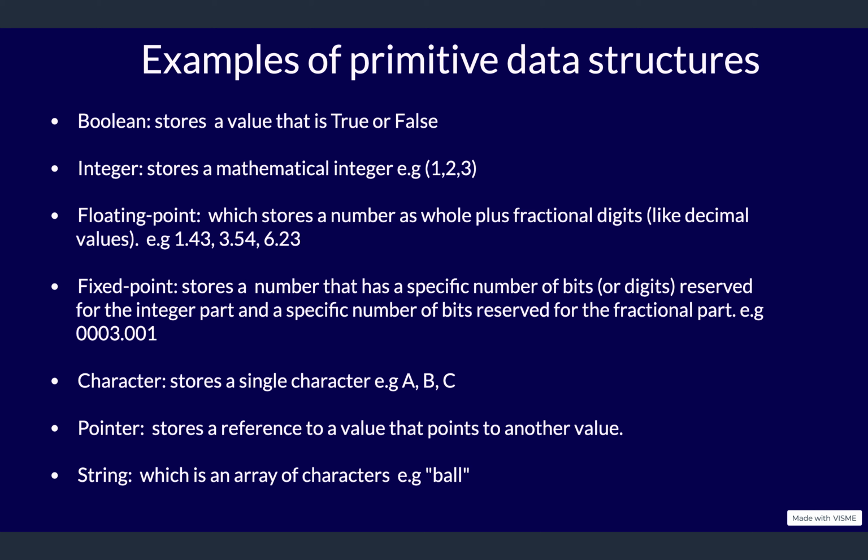A character. A character stores a single character, which can be an alphabet or any other character. For example, we have A, B, and C. The next one is a pointer. A pointer stores a reference to a value that points to another value.